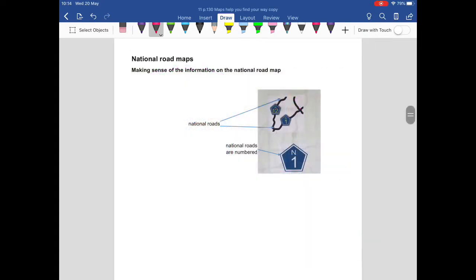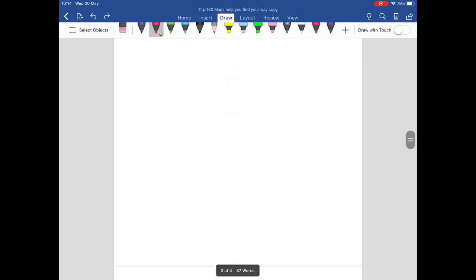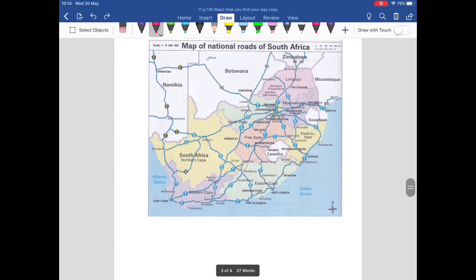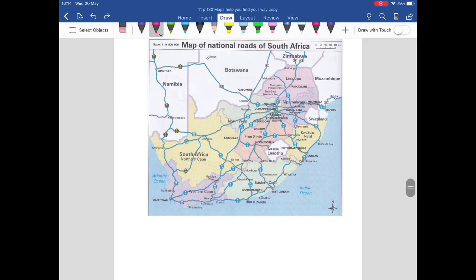We need to have a look at national road maps, and you will see that our national road maps are indicated by these pentagonal signs. So N stands for national, and that is road number 1. If we have a look at the map, the blue lines are indicated by the national roads. For example, the N1 goes all the way from Cape Town right up to the border of Zimbabwe.